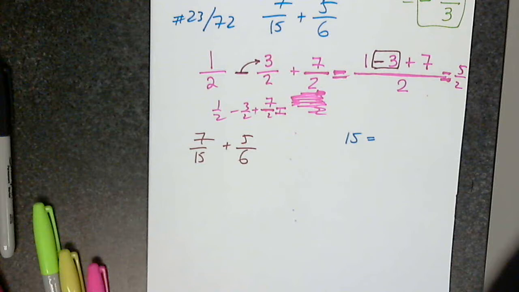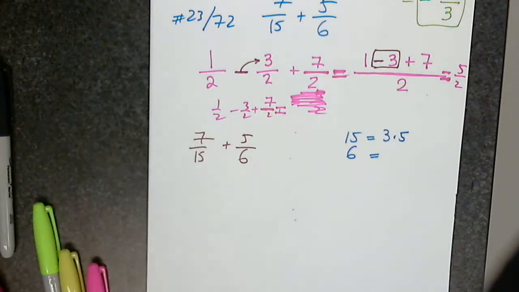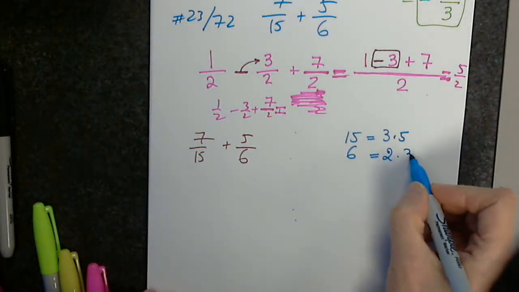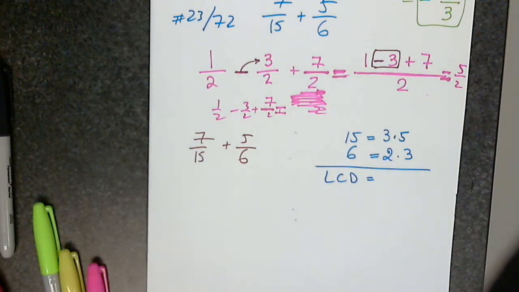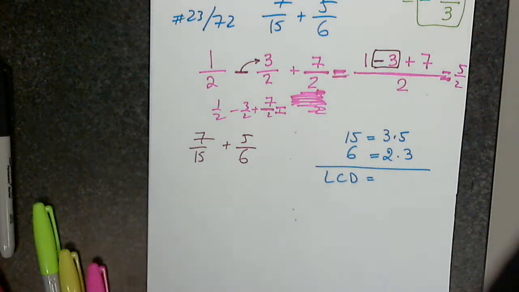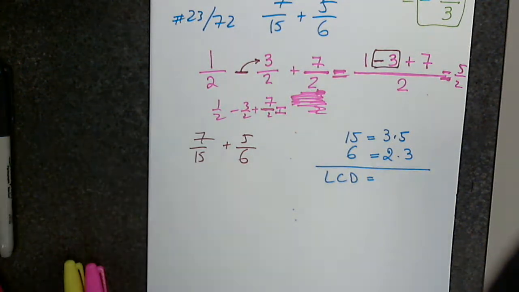So, let's take 15 aside. I need the prime factors of 15. Awesome, 3 times 5. Now 6. I need the prime factors of 6. Very good. Now the LCD. LCD stands for the least common denominator. The least common denominator must have all the different prime factors I see here.